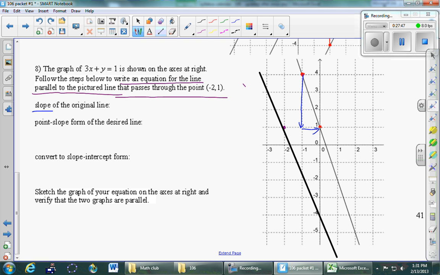How much is the rise? Negative. I really like that a lot of people said negative. The rise is a negative number because we were actually falling, and the run is a 1, it's positive. So that means that the slope, which is rise over run, is -3 over 1, which is just -3.